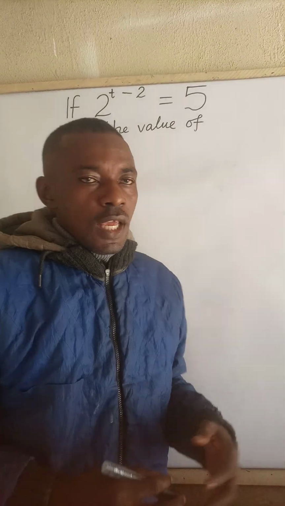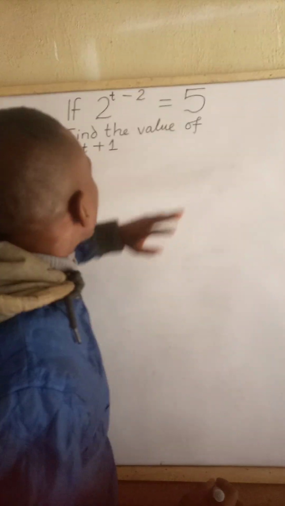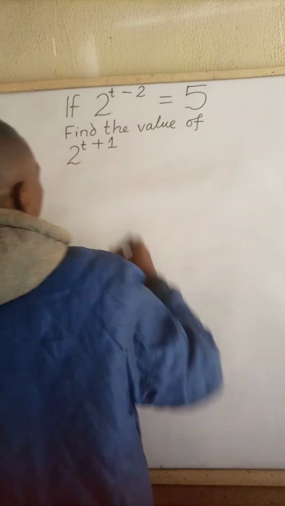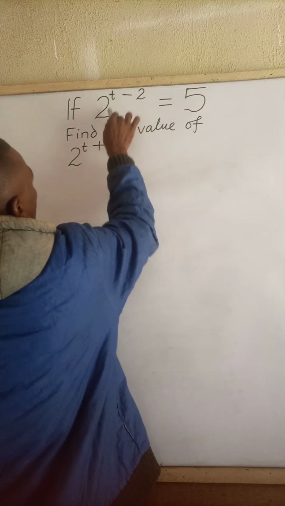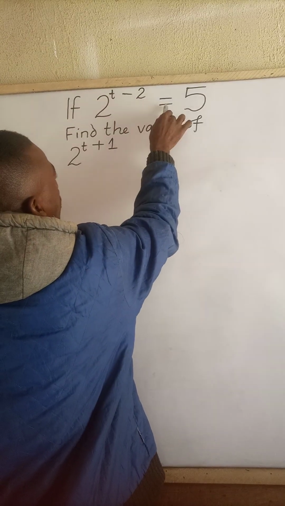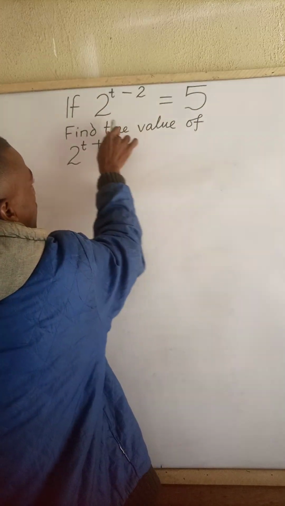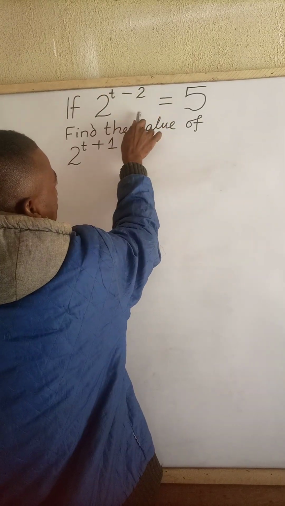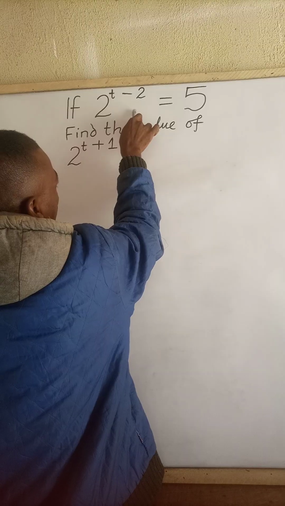Hello viewers, if you come across this kind of question in any setting, this is what you will do. We are given 2 power t minus 2 is equal to 5. This is the division law of indices that applies here.